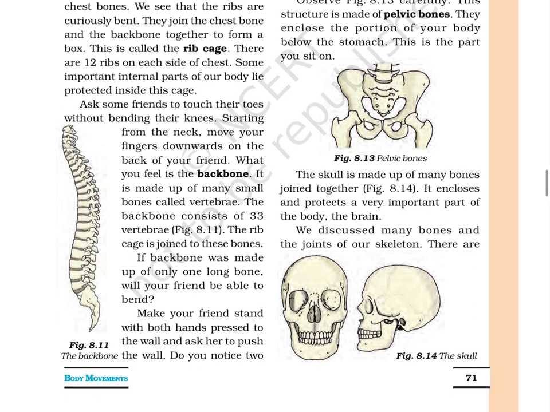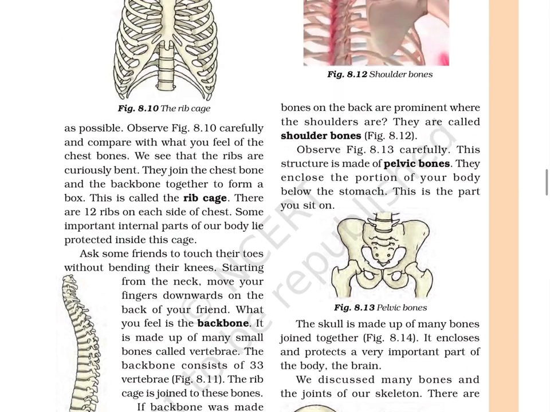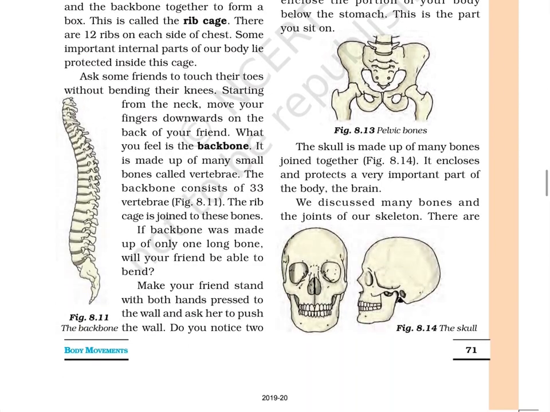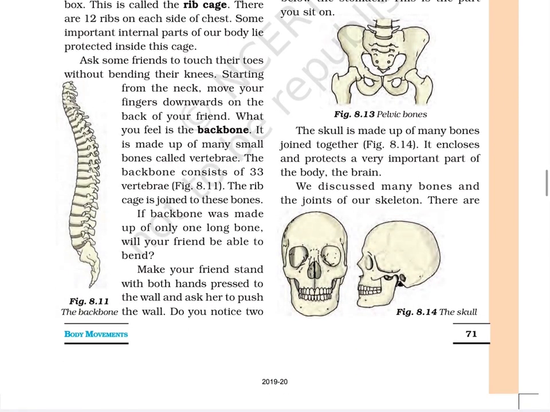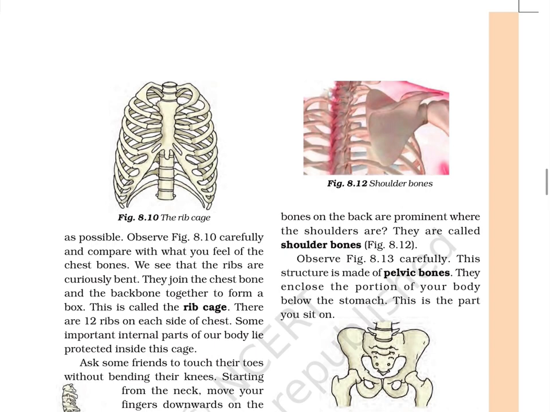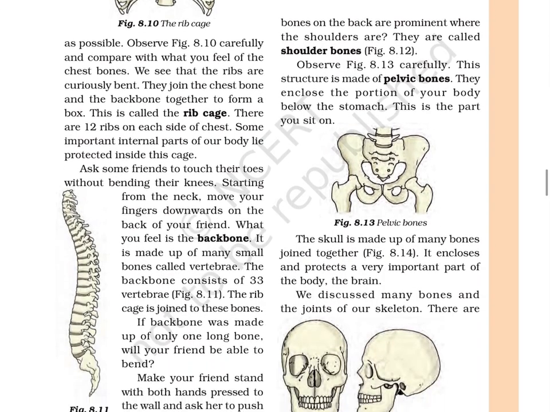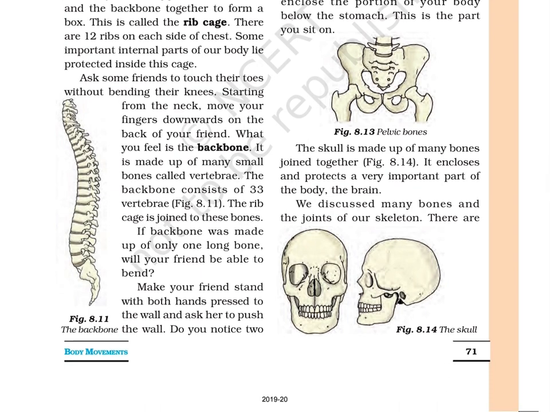We discussed many bones and the joints of our skeleton. Figure 8.10 shows the rib cage. Figure 8.11 shows the backbone. Figure 8.12 shows shoulder bones. Figure 8.13 shows pelvic bones. Figure 8.14 shows the skull.